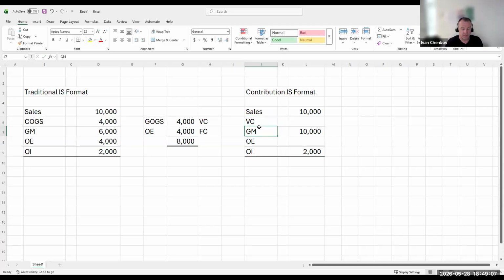Gross margin is going to disappear. That's going to become a contribution margin. Operating expense is going to disappear. That will become a fixed cost. And that will be my presentation per the contribution income statement format.